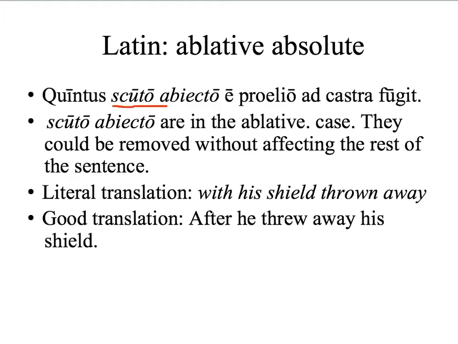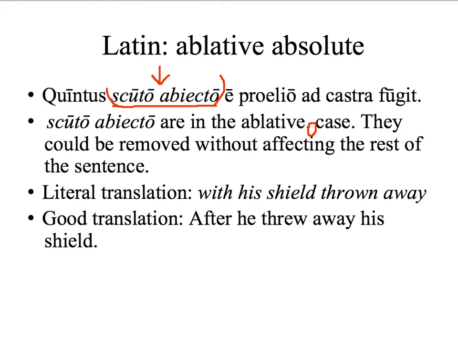Quintus scuto obiecto e proelio ad castra fugit. Scuto, obiecto are two words in the ablative case. Ooh, typo. They could be removed without affecting the rest of the sentence. If I take these two words out, I would be left with Quintus e proelio ad castra fugit. The literal translation of these two words, scuto obiecto, is with his shield having been thrown away.